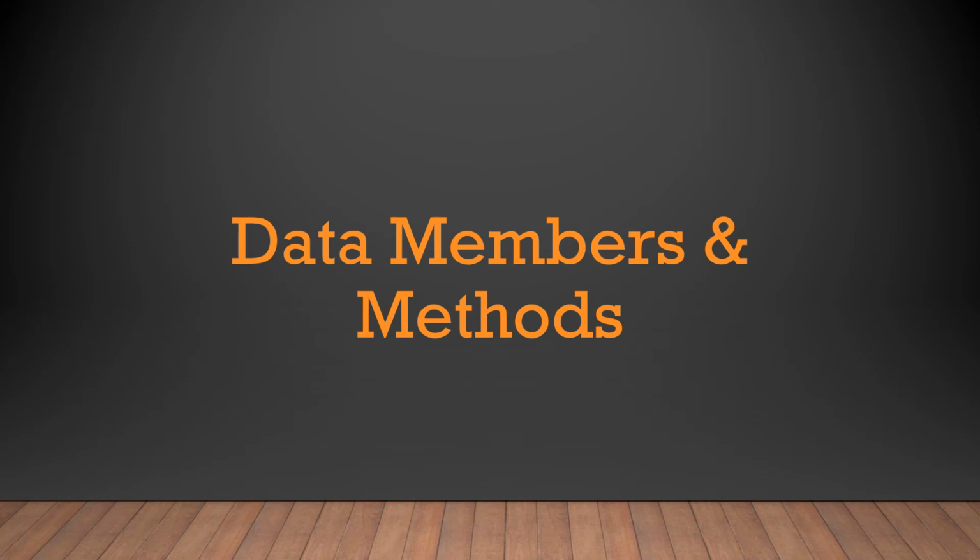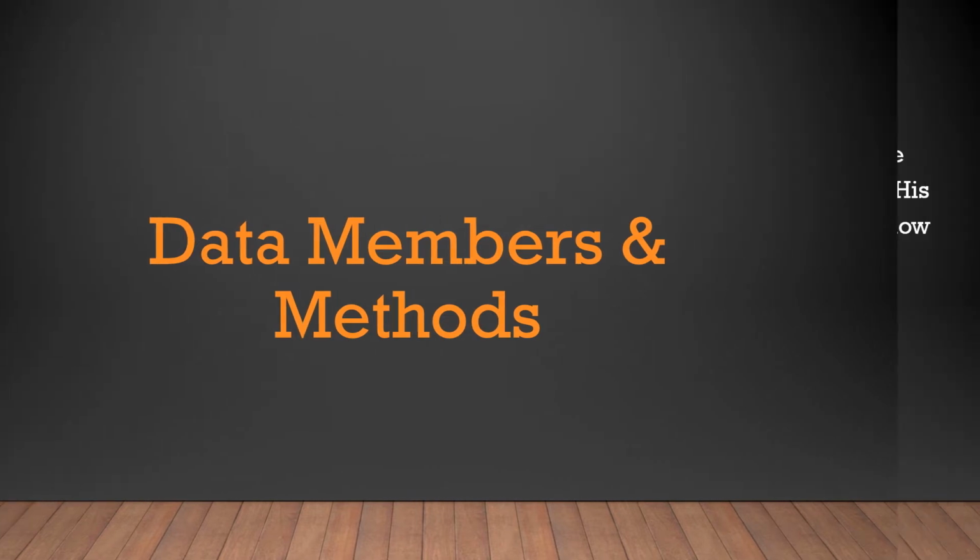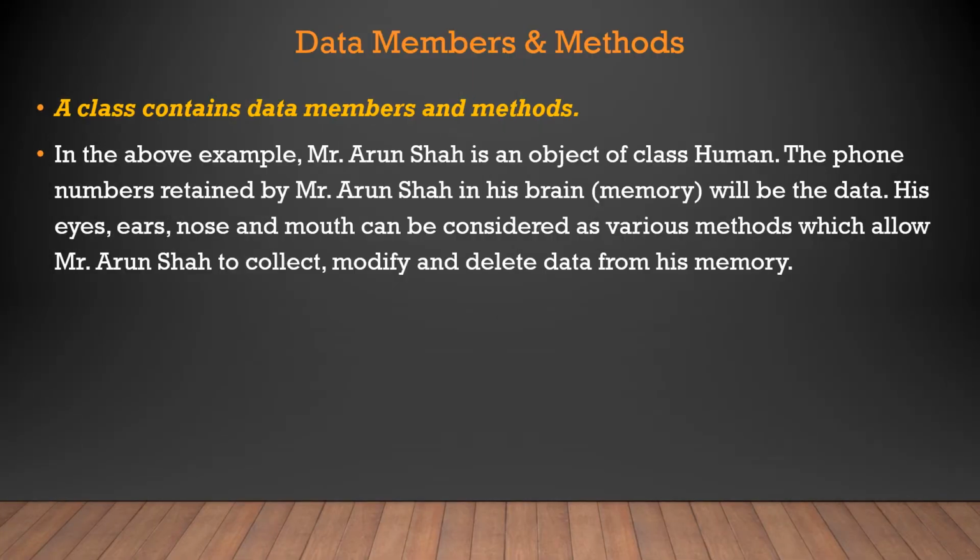Now let us talk about data members and methods. A class contains data members and methods. So basically a class will contain two things. First is data members and second is methods. We will understand through an example what data members and methods are.